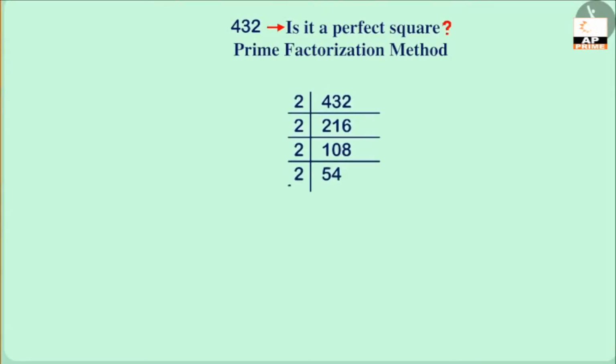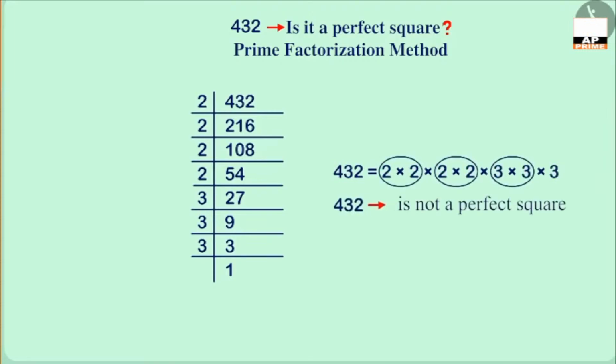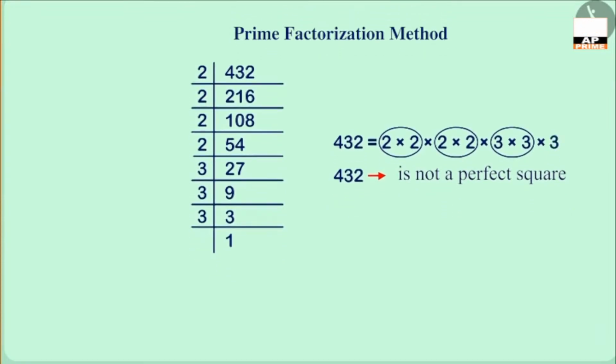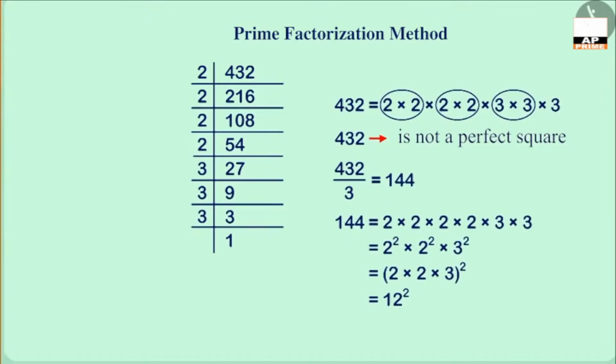We know that if a number is a perfect square, it is equal to the square of its square root. Now let us depict the number 432 as a product of its prime factors. We can see that not all prime factors of this number are in pairs here. That is, it is not a perfect square. There is no pair of 3 here. So, if we divide the number 432 by 3, we will get the number 144, which is a perfect square. Its square root is 12.